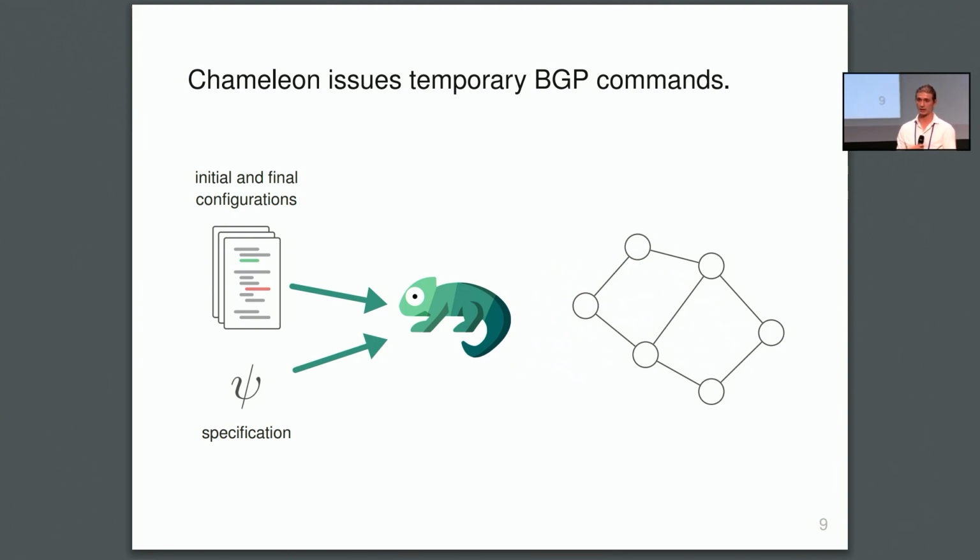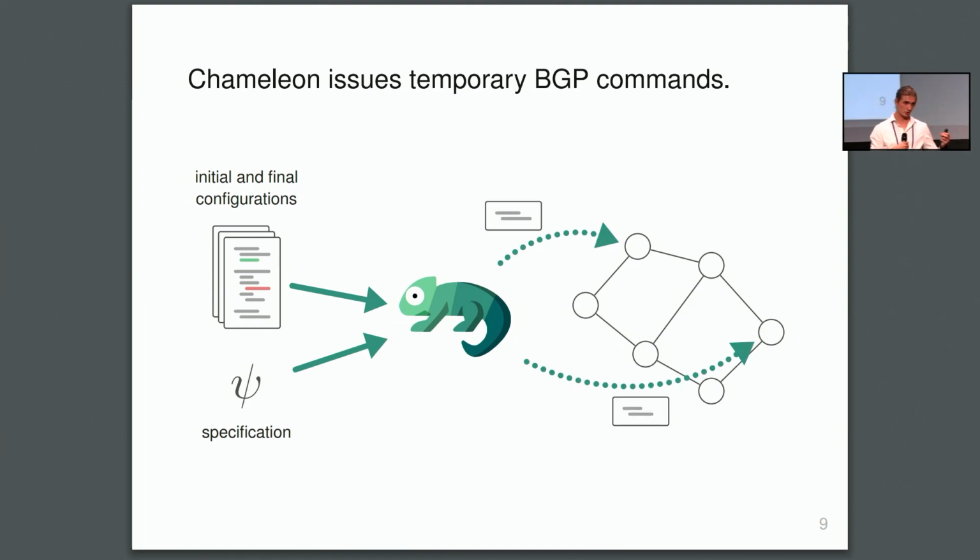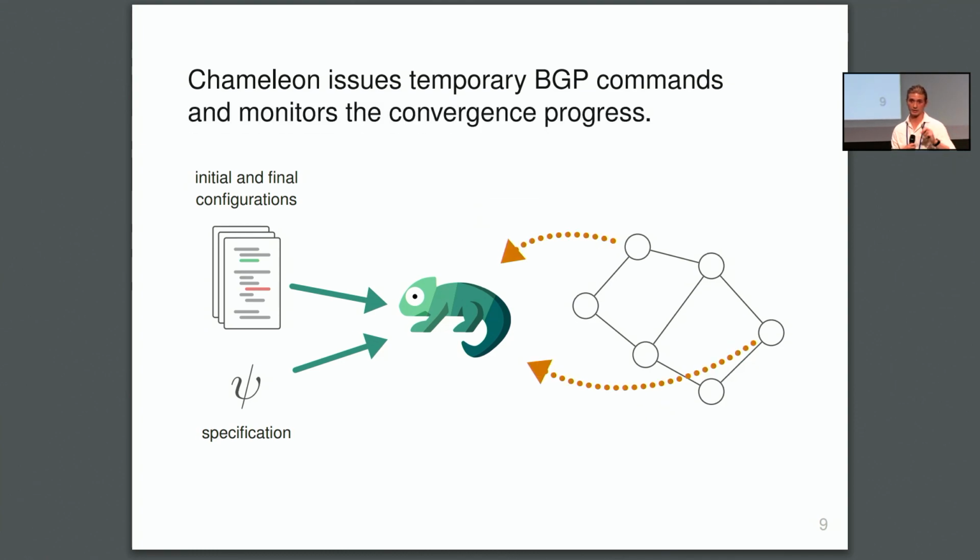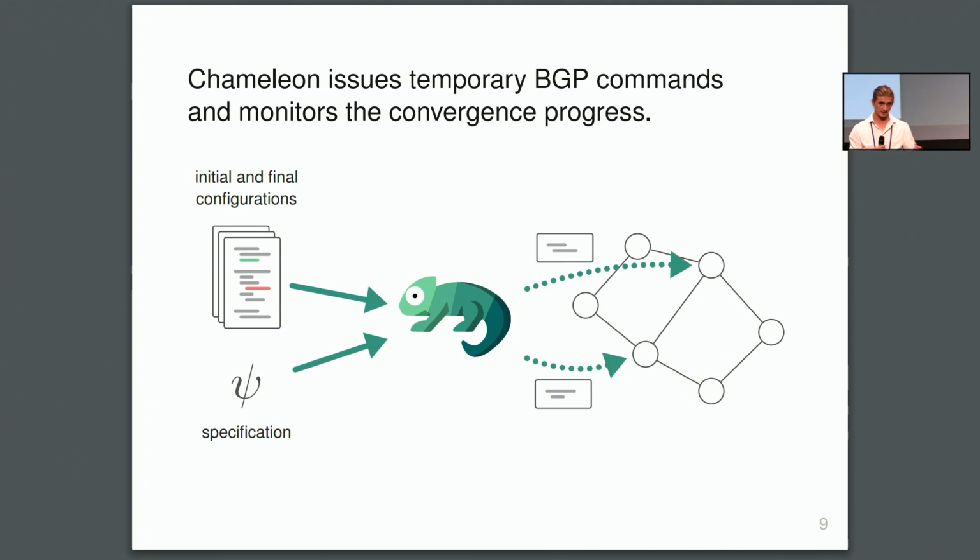In the next step, Chameleon applies this reconfiguration to the live network by enforcing that schedule. And it does so by generating simple BGP reconfiguration commands that just change route preferences, and it applies them to the network. It also generates conditions that check if BGP has converged sufficiently. And as soon as it has converged sufficiently, it applies the next set of commands, and it repeats that until the network is fully reconfigured.